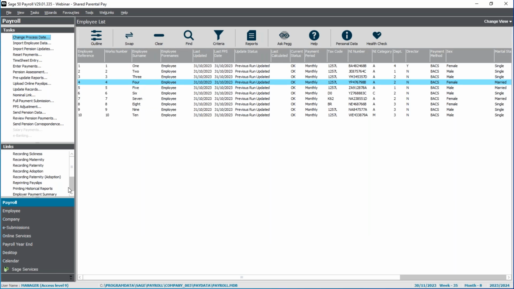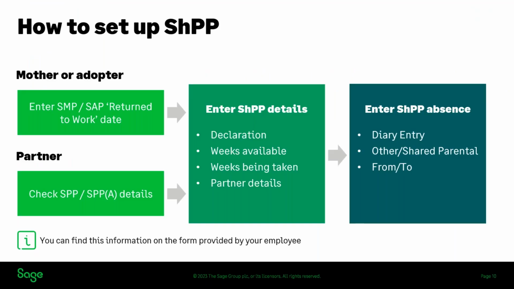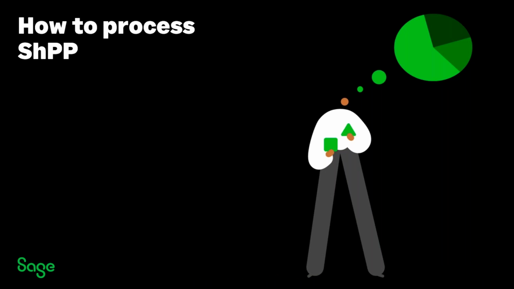Let's just take a pause and recap that on the slide, which of course is available to download as a handout. So you'd enter return to work date, baby's date of birth, if not already entered for the mother or adopter, or you would simply check that the SPP or SPPA details have been recorded. You then go to that shared parental pay section where you enter the information requested, and then it is diary entries to record the dates of leave that they are taking.